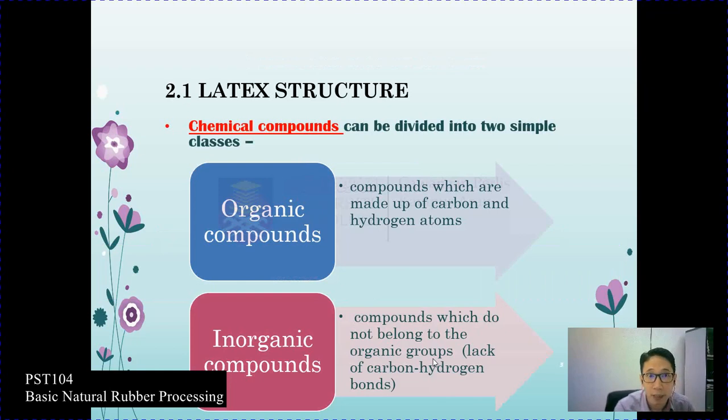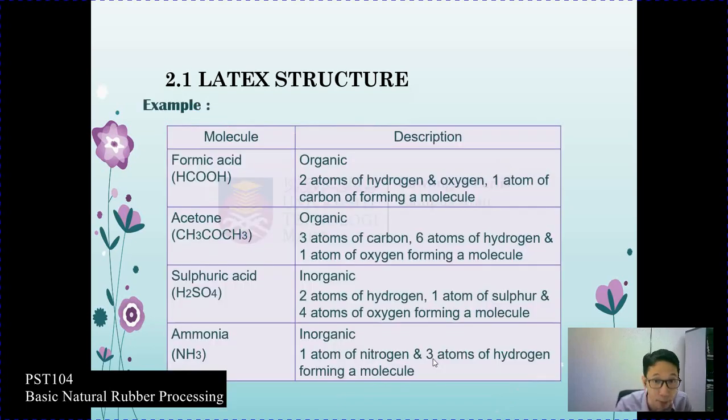Okay, the first one, the latex structure. Chemical compound can be divided into 2 simple classes. The first one is organic compound which are made of carbon and hydrogen atoms. Whereas for inorganic compound which are not belong to the organic groups, lack of carbon-hydrogen bonds. Okay, I think this is very common knowledge for polymer chemistry. Later on you will take polymer chemistry or organic chemistry, you will learn how to differentiate the organic and inorganic compound.